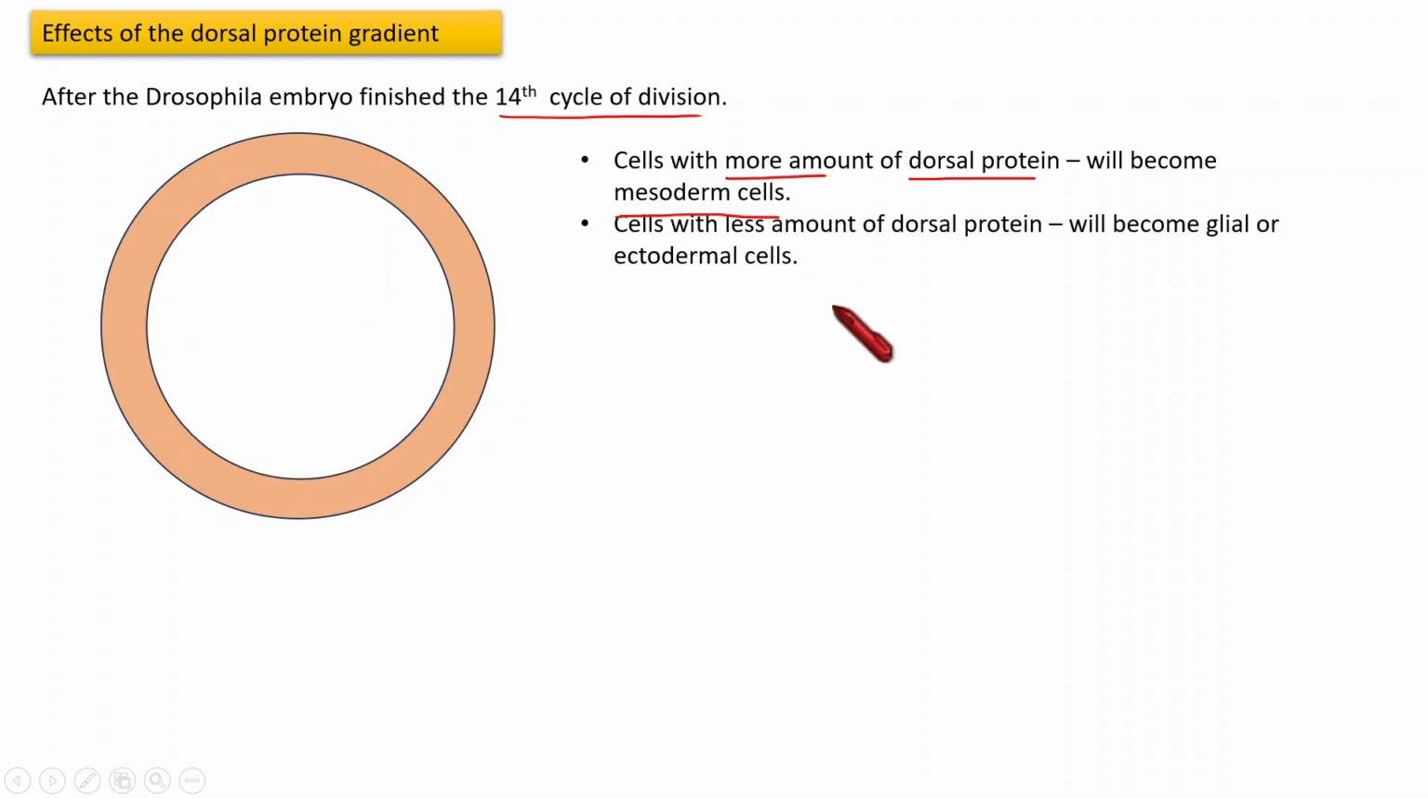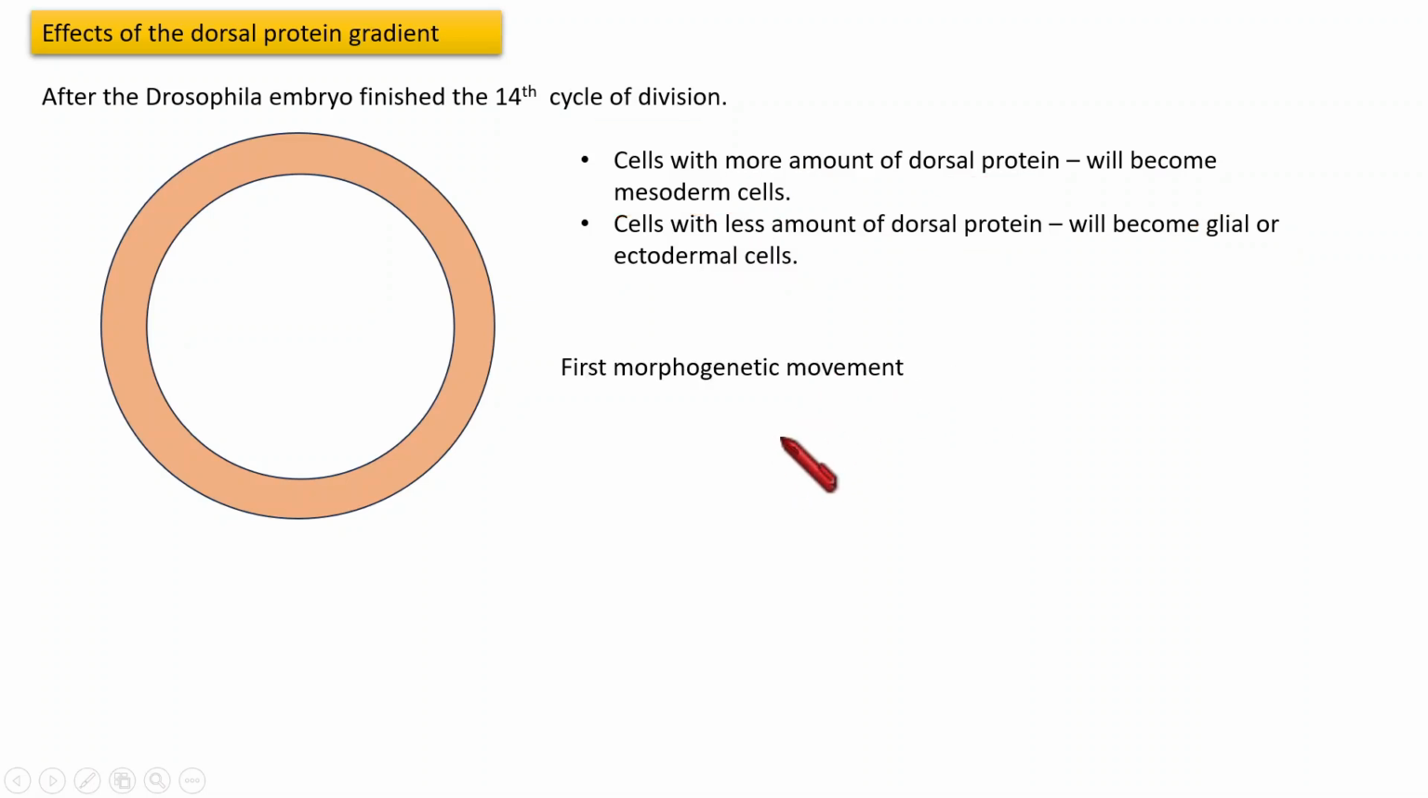Clear? Then, as we examine the cells up from here, these cells receive only less amount of dorsal protein, and they will transform to glial or ectodermal cells in the further development pathway of the Drosophila.